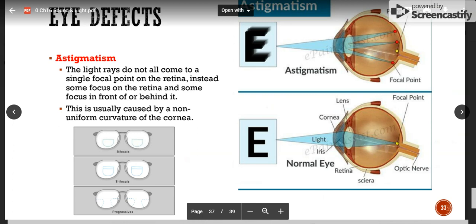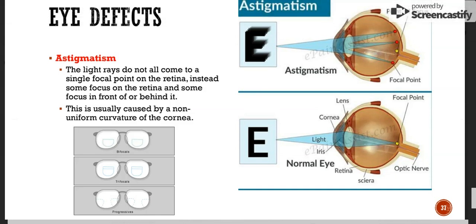So this is a normal eye. You're focusing just at one spot, but with astigmatism, you're focusing at multiple spots, maybe near, maybe far, and the letter appears to be blurred and out of focus because of those different spots interacting with each other.